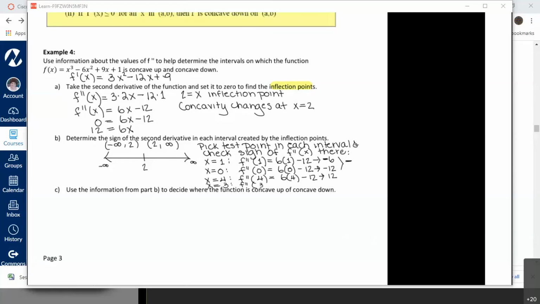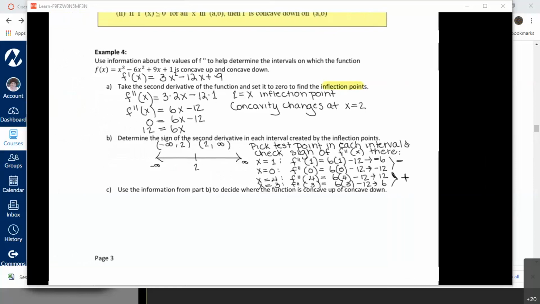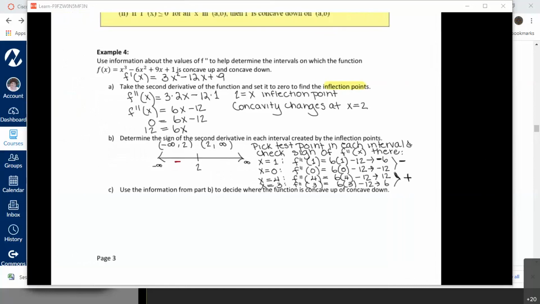And let's try the 3. F double prime of 3. 6 times 3 minus 12, that's 18 minus 12, that's 6. Doesn't matter, they're both positive. Again, I don't care about the number, I care about the sign. Whatever value you pick in this interval will give you a positive second derivative. So I'm going to put those symbols here, negative over here, positive over here.